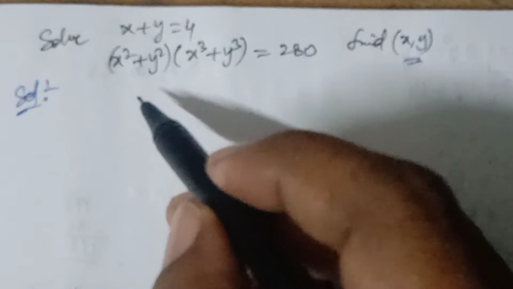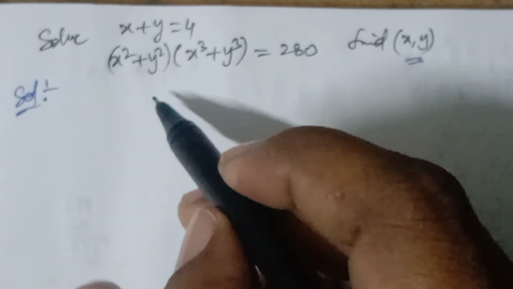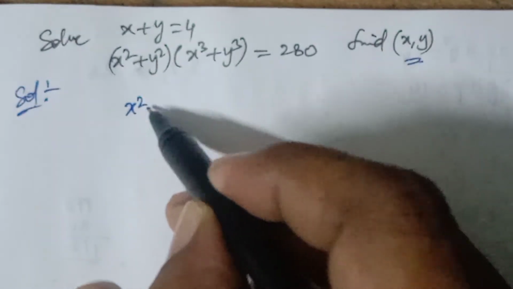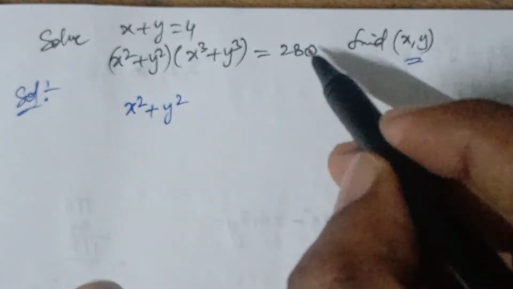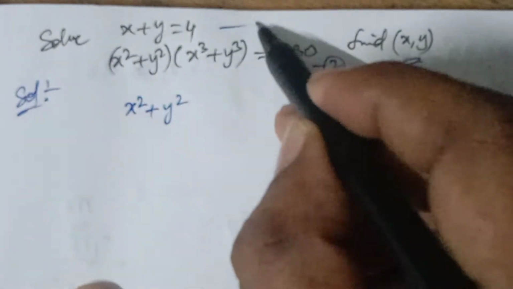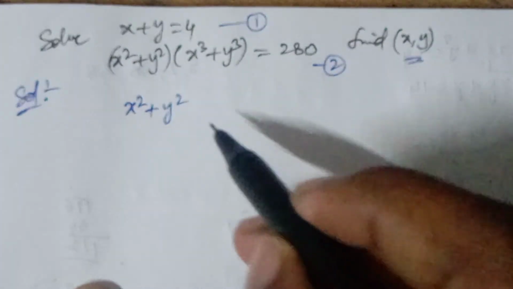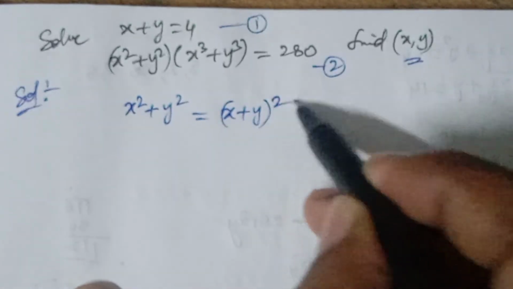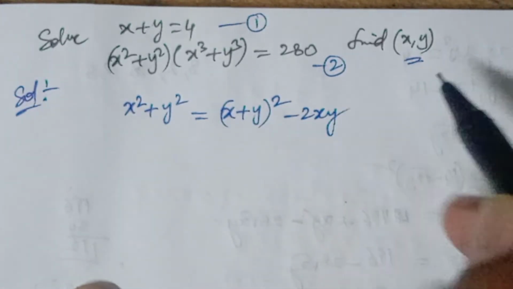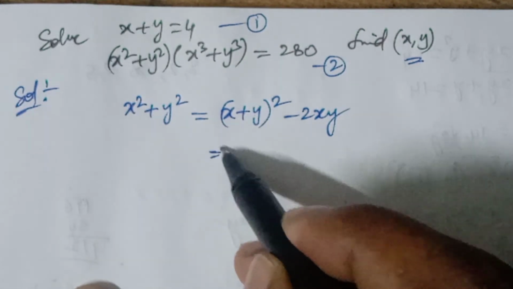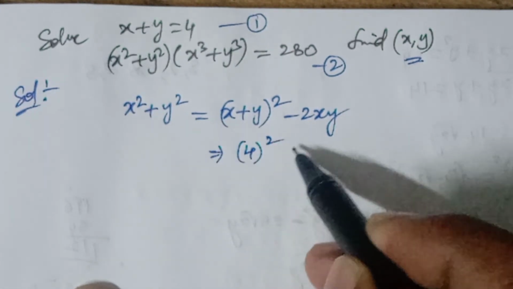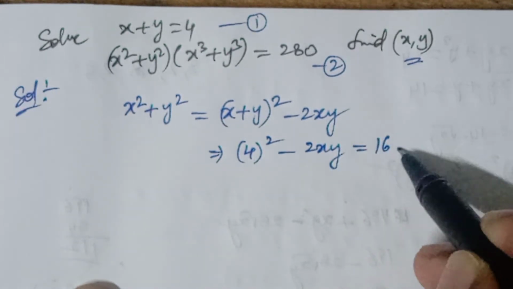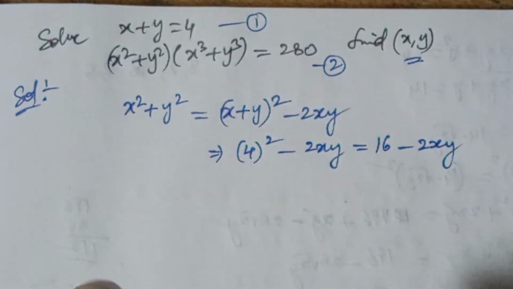So here first of all, what I am doing here, I want to find x square plus y square value. Second equation. This is first equation. So x square plus y square value is x plus y whole square minus 2xy. So here x plus y value is given already. 4 square minus 2xy is equal to 16 minus 2xy.